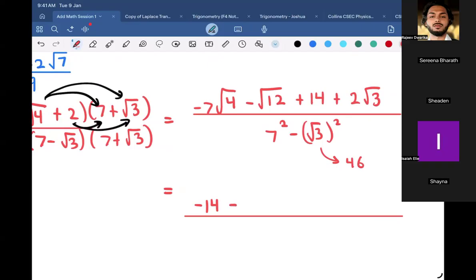What's another way I could write root 12? Root what by root what? What would you multiply to get back 12? Remember what I told you. Ideally, you want to use perfect squares. So what perfect square could we use to get back 12? So for example, 1 by 1 is 1, that's a perfect square. 2 by 2 is 4, 4 is a perfect square. 4 and 3, right? Nice. Plus 14 plus 2 root 3.